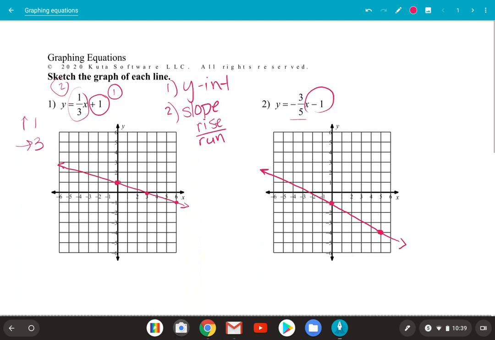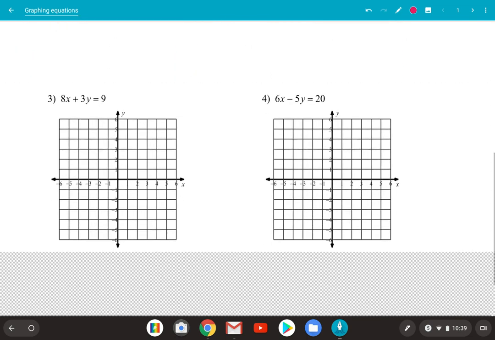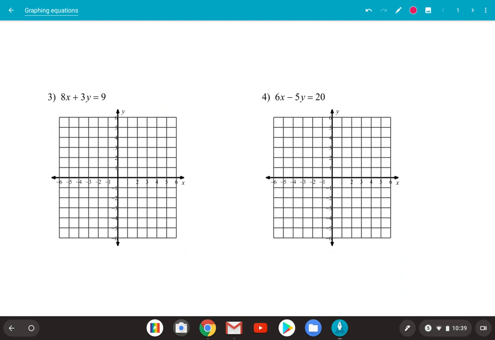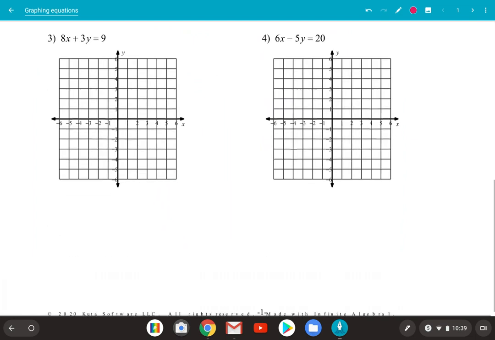All right, so for the next one, it's not in the form we like. We want to get it into the y form. So what we're going to do, and I would suggest you do this on your own paper, try it so you could have notes. We're going to go 8x plus 3y equals 9. Step 1, move x to the other side.